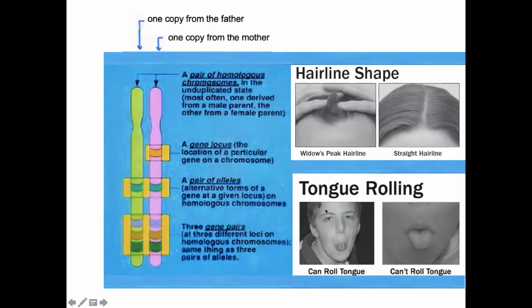Here's one other example, tongue rolling. There's a gene in the human genome that determines whether or not you can roll your tongue. And again, there are two allelic variants for this particular gene, two different forms of the same gene. One form gives you the ability to roll your tongue, and the alternative form of the same gene prevents your ability to roll your tongue.